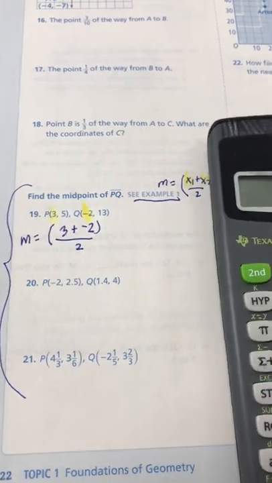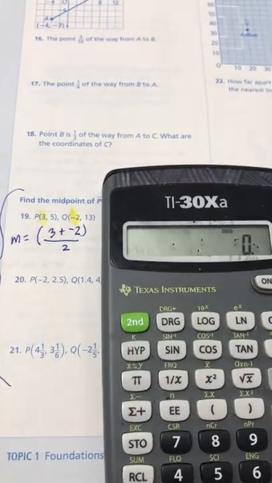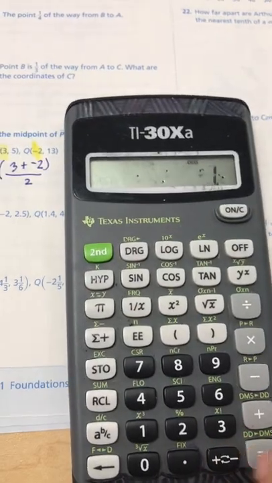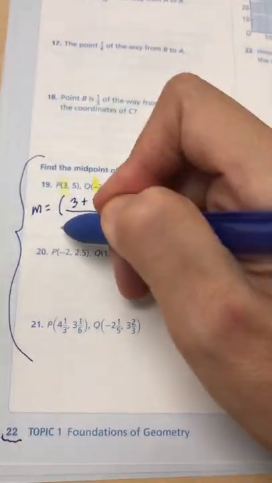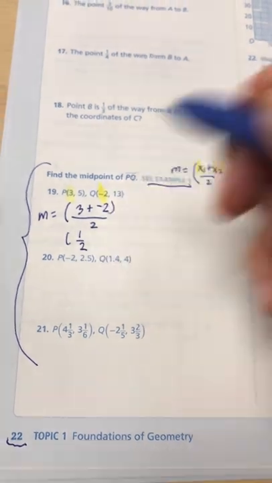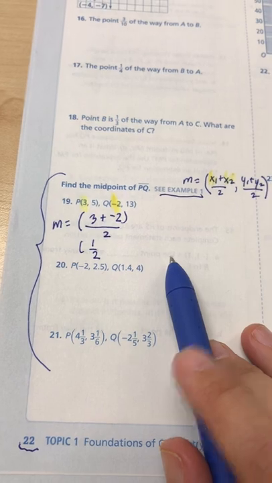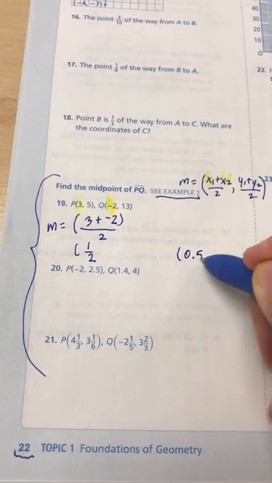Okay, so let's take a look on the calculator. 3 plus a -2 is 1. So this is going to be 1/2, also known as 1/2. I'm totally okay with you putting a decimal as well. So some of you may have put that.